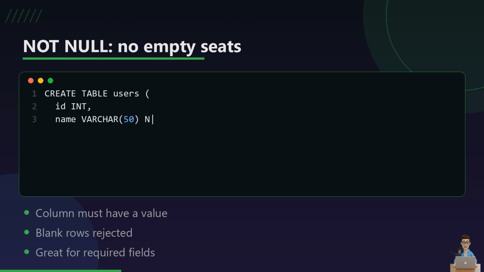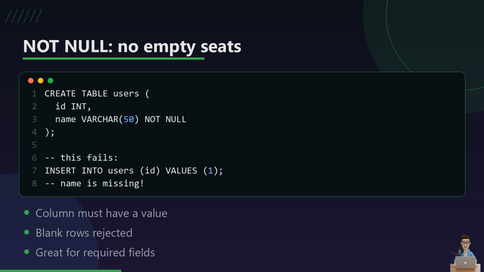Imagine a form where the name field is marked with a red star. You literally cannot submit it empty. That's not null. It just says this column must always have something in it. Notice what happens when we try to insert a row with no name. The database slams the door and rejects it. In short, not null means this field can never be left blank.